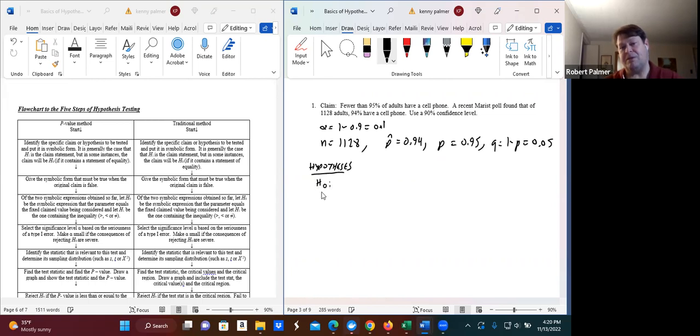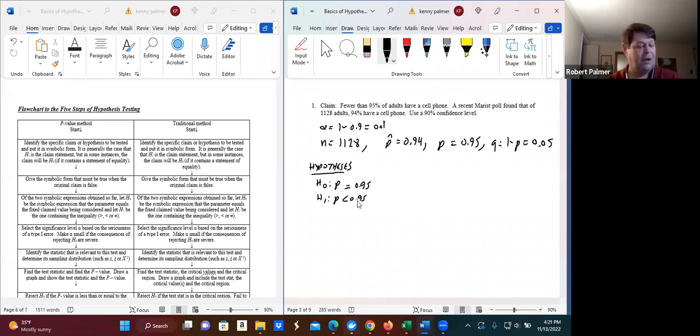Now let's do our hypotheses: our null hypothesis and our H1 or HA, our alternate hypothesis. As we just did, we're talking about proportion, so we're talking about the population proportion, p, not p hat. Our claim is that fewer than 95% have a cell phone. Let's use the decimal, so p is less than 0.95. Then our null hypothesis is simply that p is equal to 0.95.